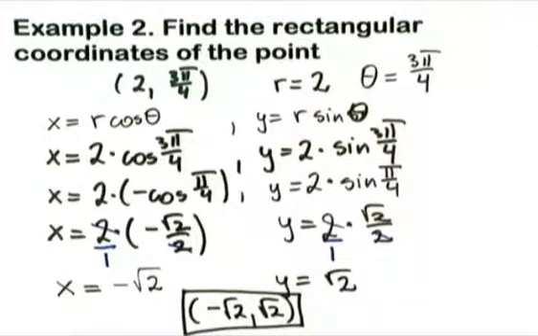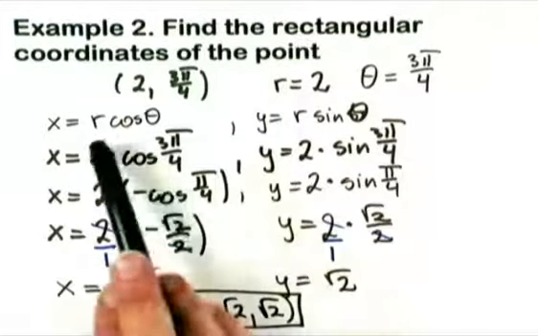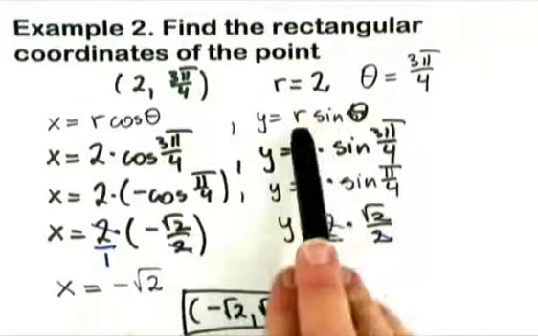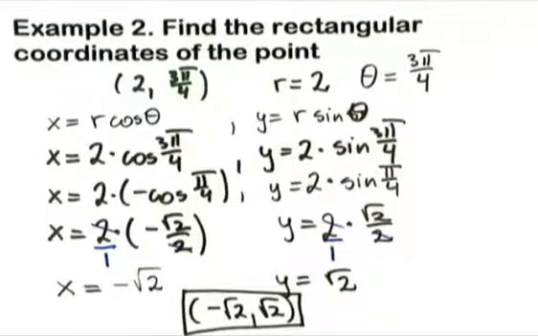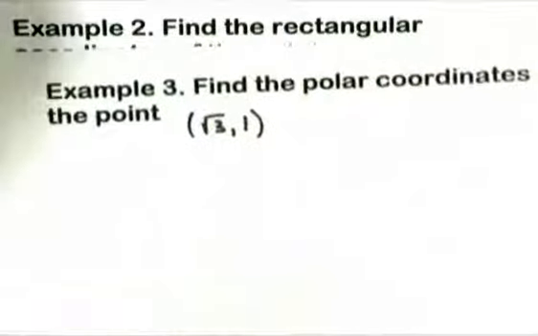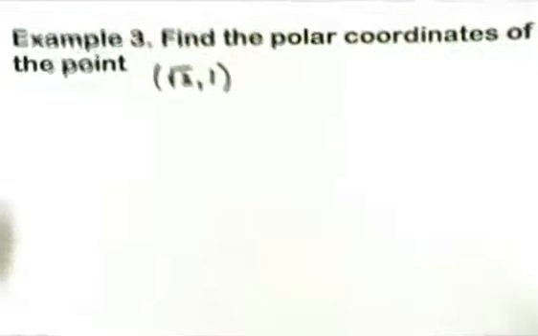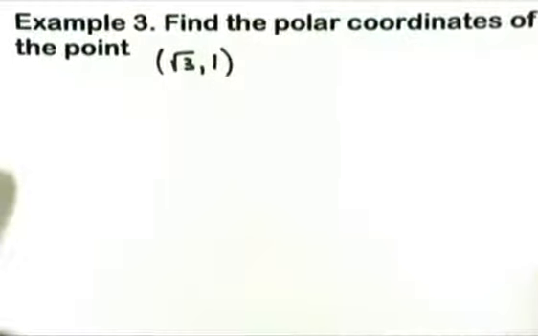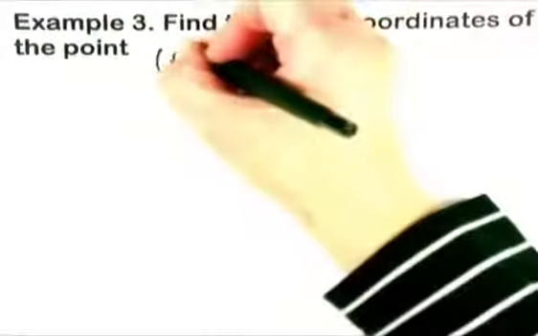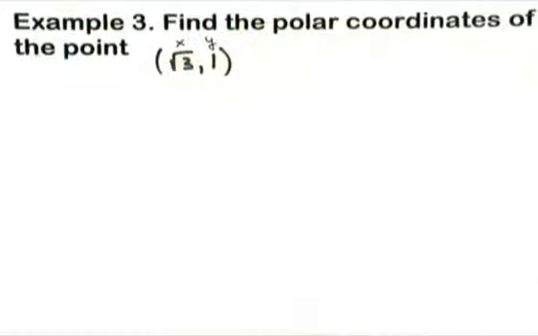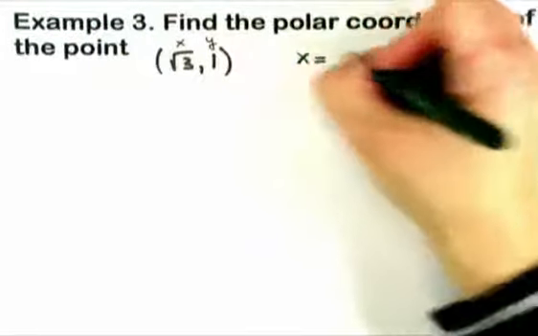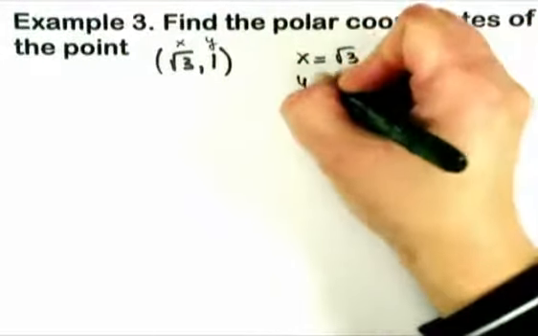We need to be able to convert from polar to rectangular. In that case, we are using r cos theta and r sin theta. And now we need to be able to convert the opposite way. Find the polar coordinates of the point. So in that case, we have rectangular coordinates. So this is my x, this is my y, root 3 and 1. So my x is root 3 and my y is 1.